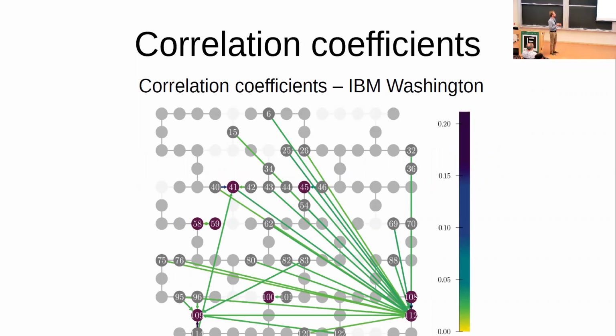Here are the results for IBM Washington, and this is the layout of the device. Those lines here are the correlation coefficients. We plotted them above some threshold, and the threshold is 2%. You can see that a bunch of qubits are correlated. But you can also notice that some correlations are really strong. Those correlations here are on the order of 20%. So these are pretty significant correlations.